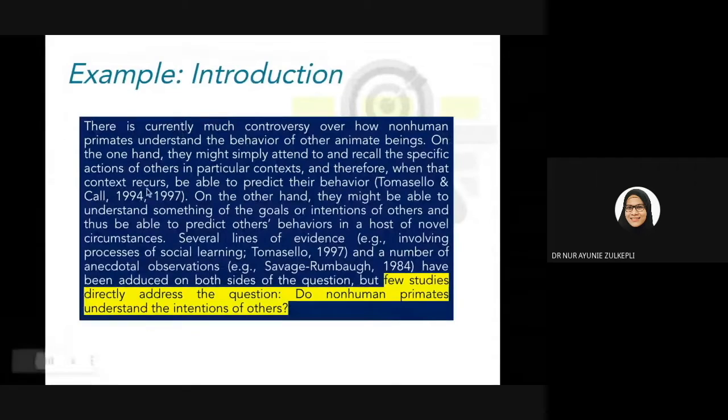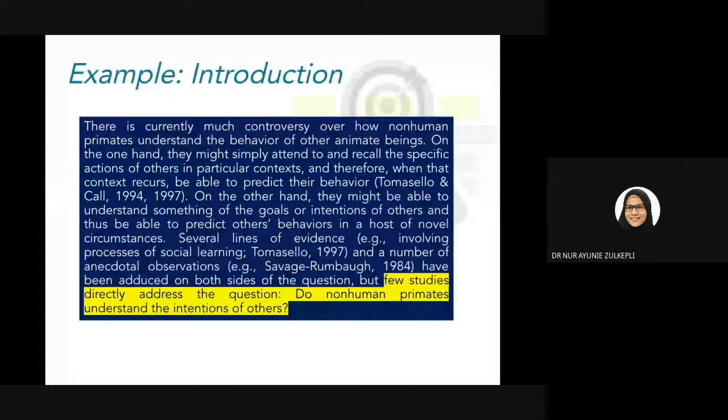So the first part, this author addressed the explanation about the topics, everything that he wants to say that is related to previous studies, he already explained. And the most important thing is to address your question or gaps or your perspective in your review. For example, here, few studies directly address the question: do non-human primates understand the intention of others? So this is actually the research question for this review.